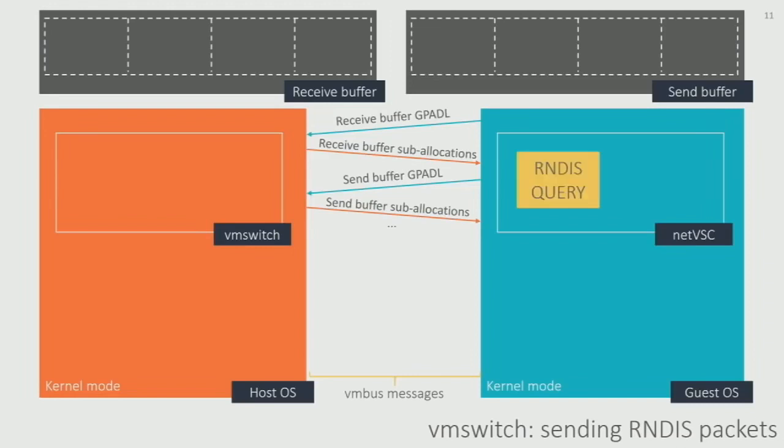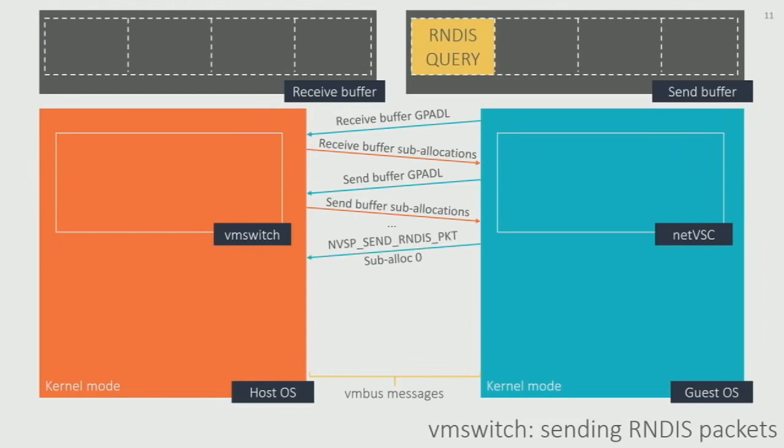Next, say the guest wants to send an RNDIS packet. In this case it's a query packet, which just means asking the host for things like the MAC address. The guest is going to generate its RNDIS packet locally, then copy it into the send buffer, because once again, it's a piece of shared memory. Once that happens, it's going to send a message over VMBus to let the host VMSwitch know, hey, there's a packet in my send buffer. Please read it. Please take care of it.